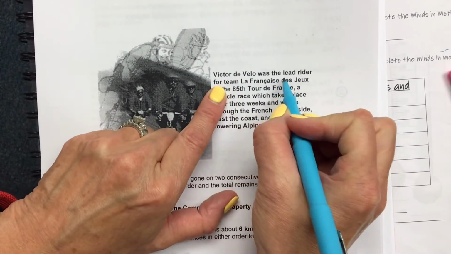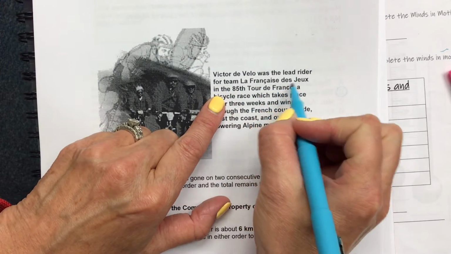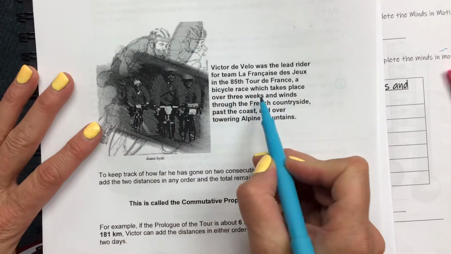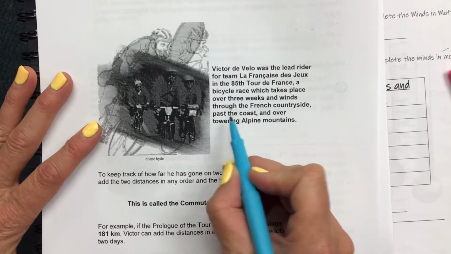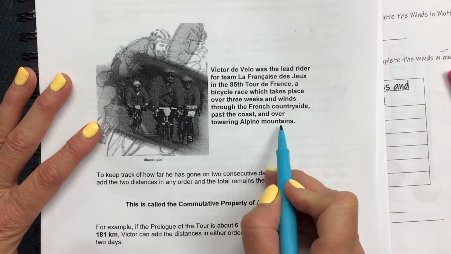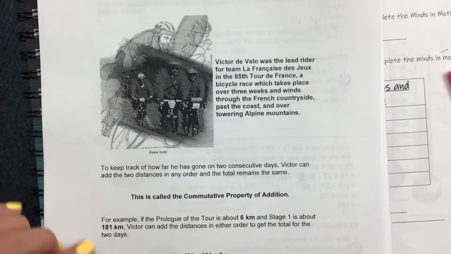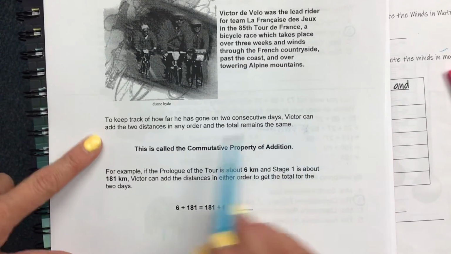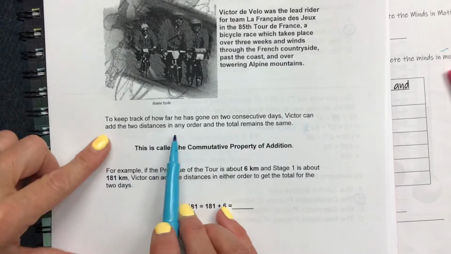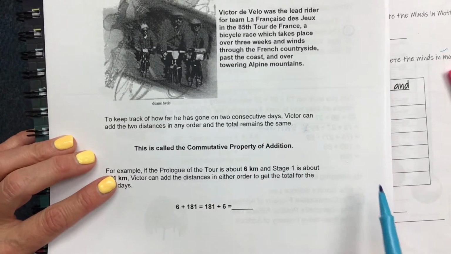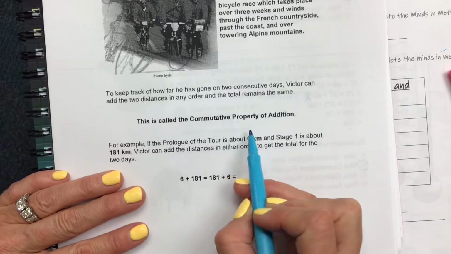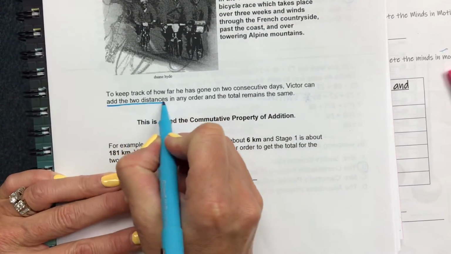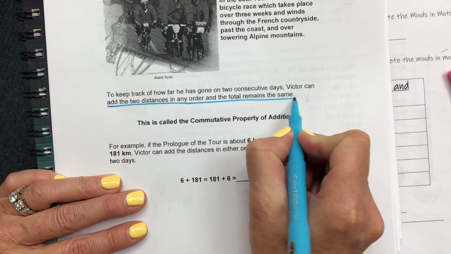Victor DeVelo was the lead rider for Team La Française des Jeux in the 85th Tour de France, a bicycle race which takes place over 3 weeks and winds through the French countryside, past the coast and over towering alpine mountains. To keep track of how far he has gone on 2 consecutive days, Victor can add the 2 distances in any order and the total remains the same. This is called the commutative property of addition. Everyone underline, add the 2 distances in any order and the total remains the same.